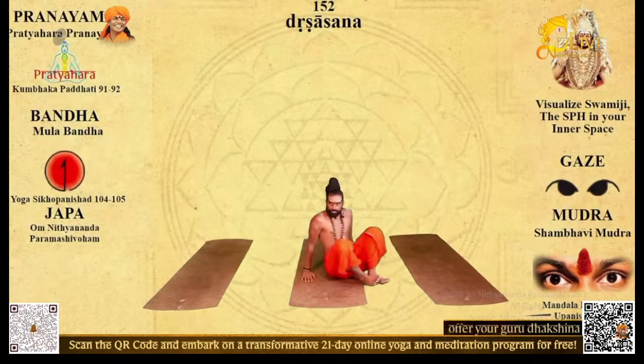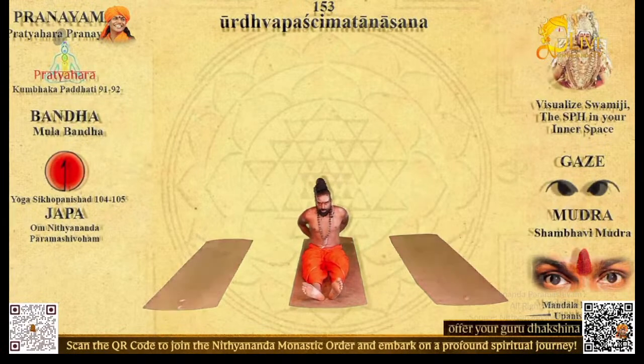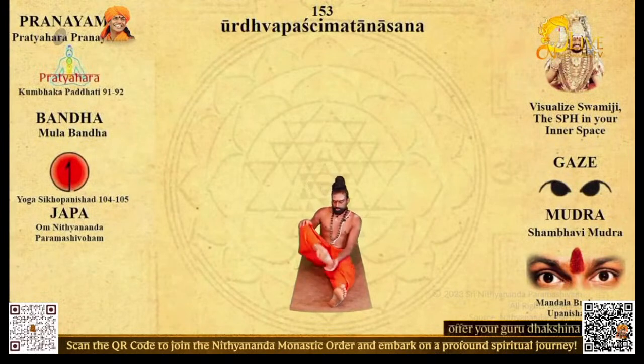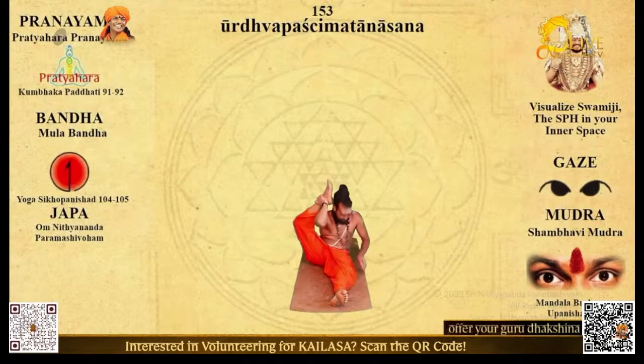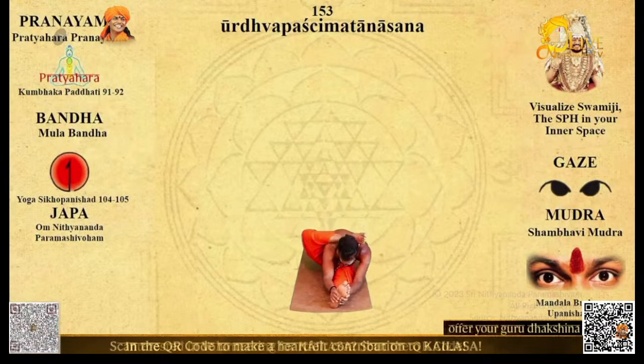Now, as you sit with the legs extended forward, now bring the right leg behind the neck. Lean forward, holding the feet with both the hands as in Paschimottanasana. Now lean forward, Vijay Swamiji in your inner space.